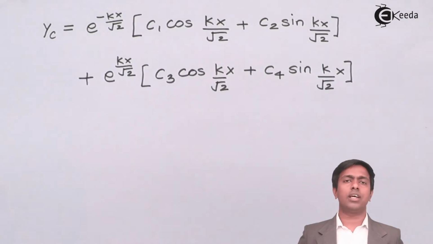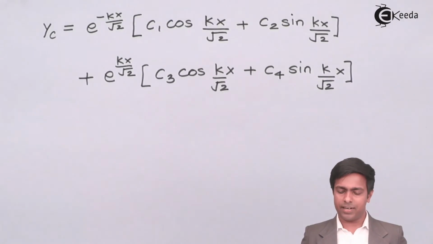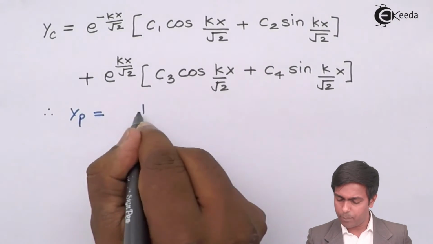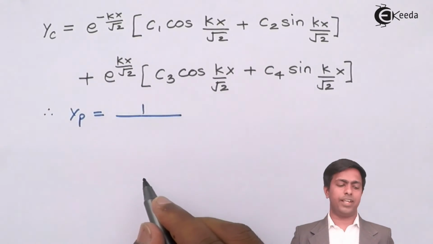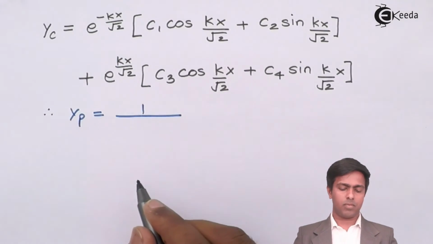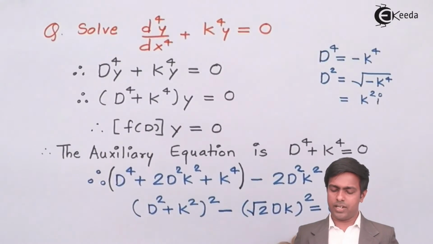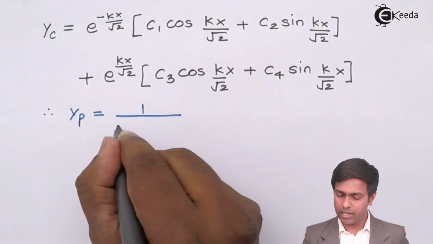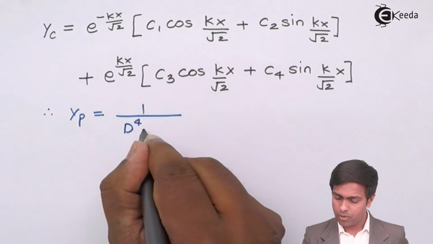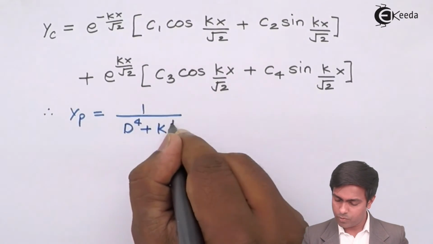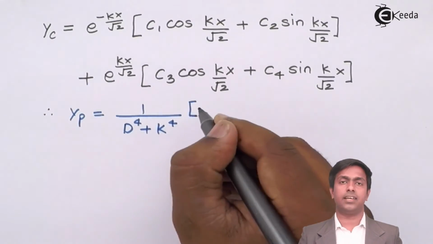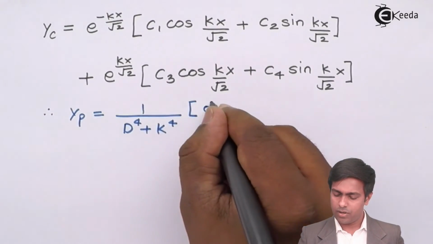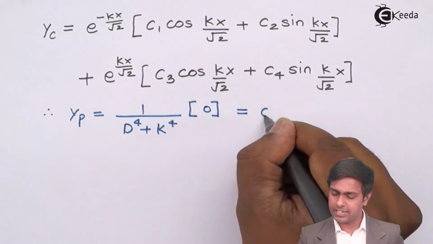Now let's find out the particular integral. So yp is nothing but 1 upon f of d. Now if you see here, f of d is d raised to 4 plus k raised to 4. So that will become 1 upon d raised to 4 plus k to the power 4, into the right hand side. But the right hand side of the equation is 0. And guys, therefore, we will get yp as 0.